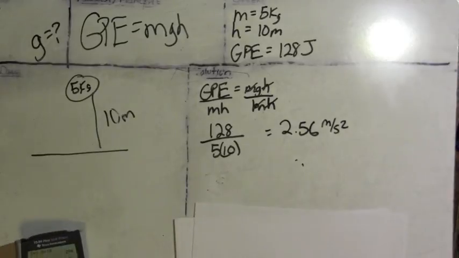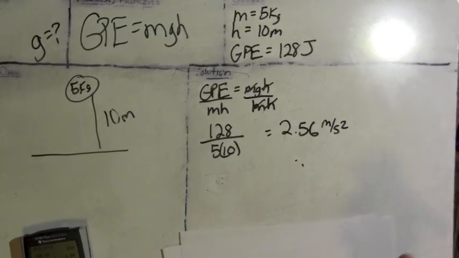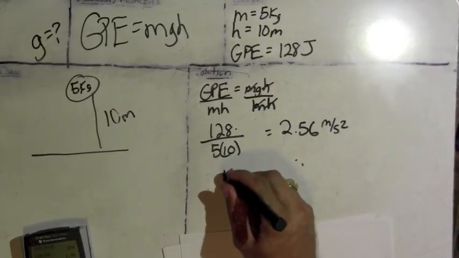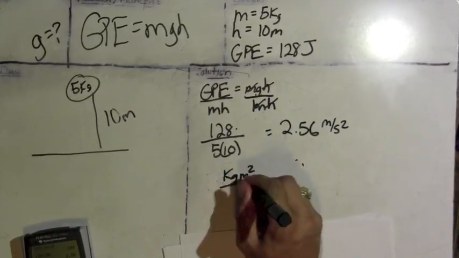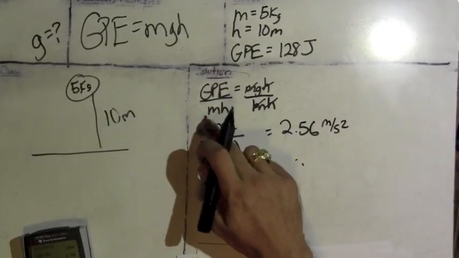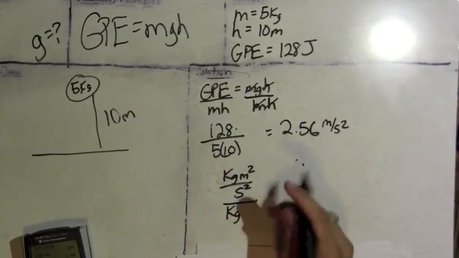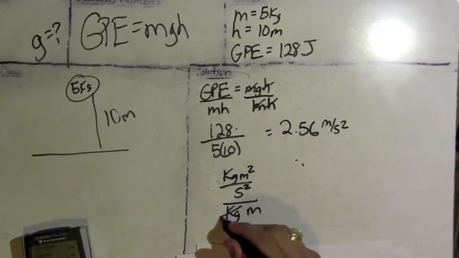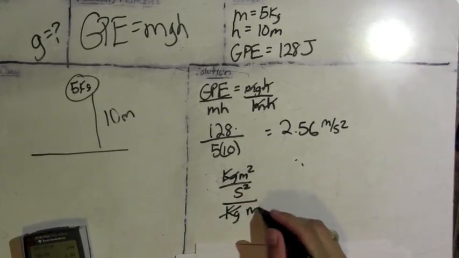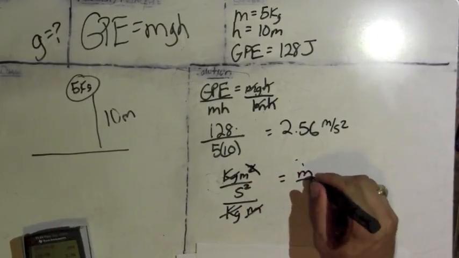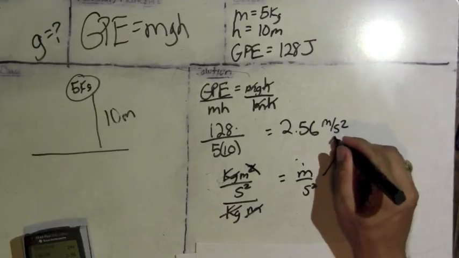Now we do want to make sure that the value is actually correct, so we look at our units. The joule, remember, is a kilogram meters squared per second squared, and we divided it by mass, which is kilograms, and height, which is meters. So kilograms cancels out, meters cancels with the squared term, and what I'm left with is meters per second squared, which is what I want it to be.